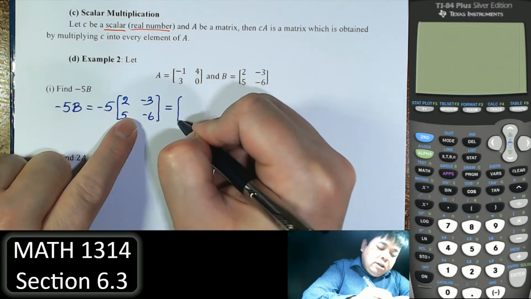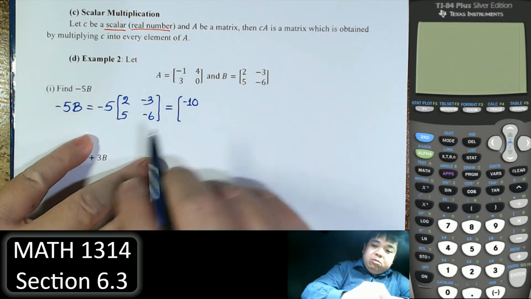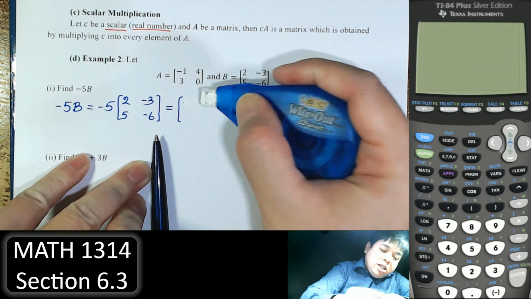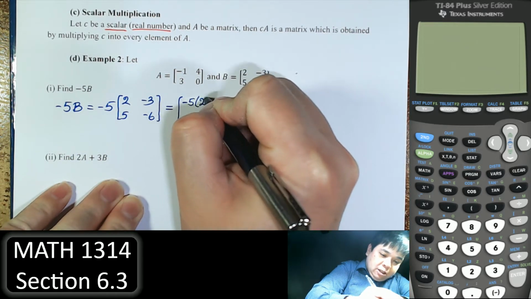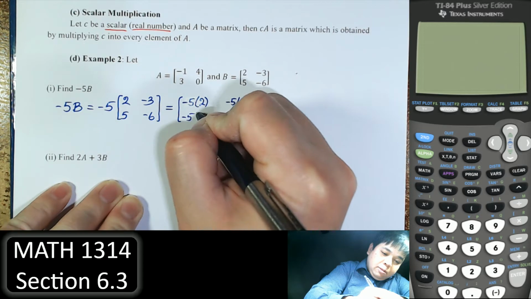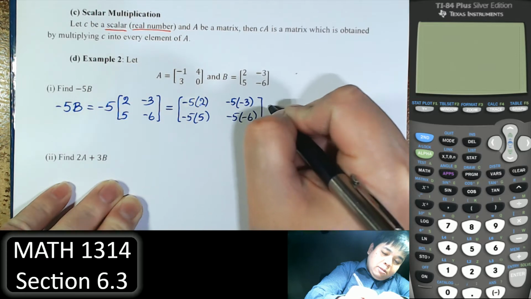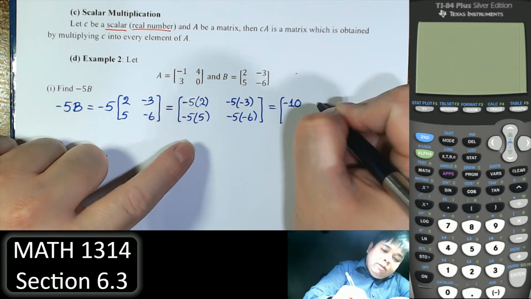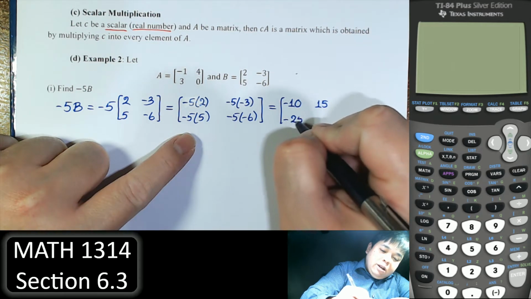So we'll multiply it out. Negative 10. I just will not skip that step. So we will take that scalar, that number, and multiply it to every entry of the matrix. So we have negative 10, 15, negative 25, and 30.